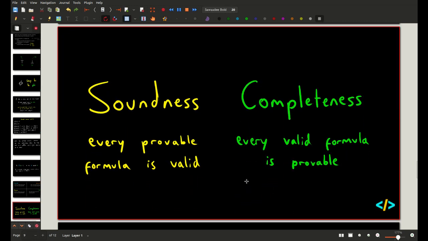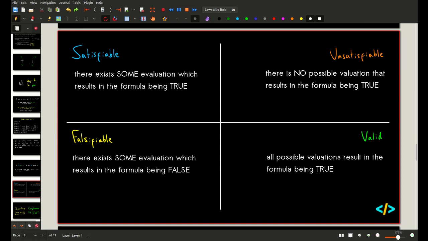Okay, two other terms, soundness and completeness. Now, we didn't go over these in a lot of detail in the lectures. I think it was just kind of sprung on us in one of the last few lectures. But if it's unsatisfiable, it's also falsifiable. So if it's unsatisfiable, then this would imply that, and this would imply that, I believe.